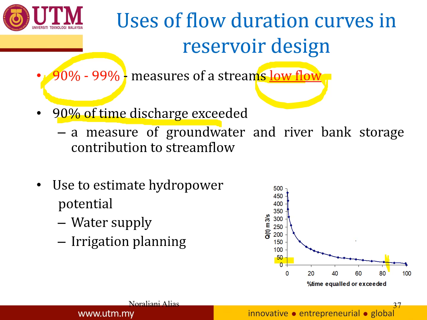So, let's say we need a flow of 200 for the hydropower. But for how much percentage of the time is the flow 200? Let's say it is only 10%. So 10% of the time the flow is larger than 200, which is not really that good. This is how you use the information from flow duration curves to make decisions.